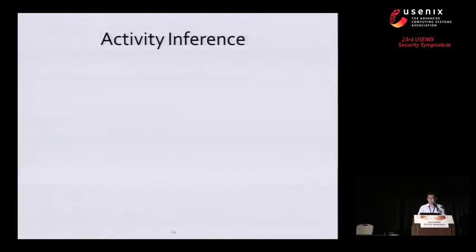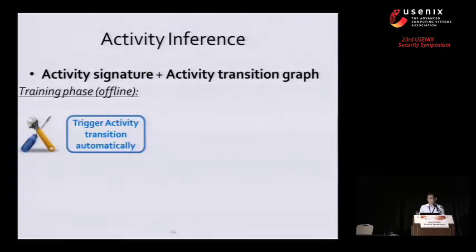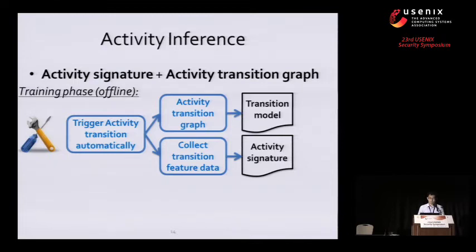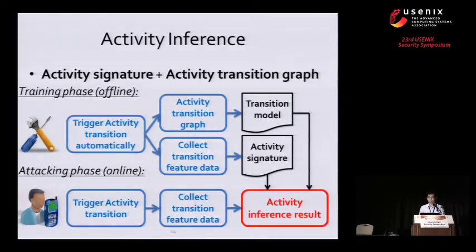So after we detect an activity transition, the next step is to infer the activity. So here we design to use a signature for each activity, and also we build an activity transition graph to help it. The training phase is offline. We use a tool to automatically trigger the activity transitions. And in this process, we collect the transition feature data, which is used to create an activity signature. We also build the activity transition graph, which is used to build the transition model. In the attacking phase, which is online, the user triggers the activity transition. The attacker just collects the feature data in the background and uses the signature and transition model to infer the activity.